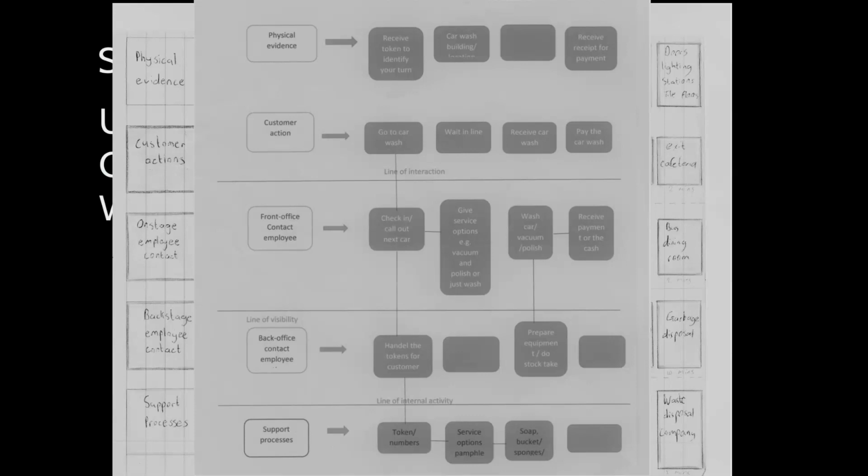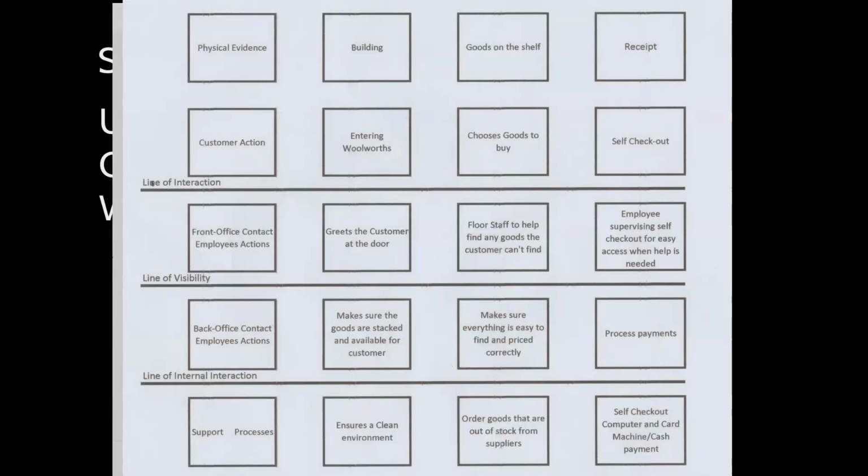So the essence of a blueprint is to understand, with these 5 elements and the lines of interaction, visibility, and internal activity, exactly what to expect or how a service is offered and who is responsible for what. The last one is self-service at Woolworths, which is a grocery retailer. Physical evidence is the building, the goods on the shelf, so the products, and then, for example, if they paid, a receipt of the groceries.